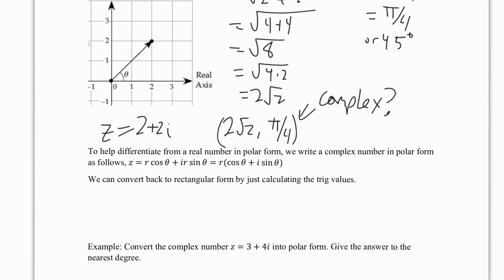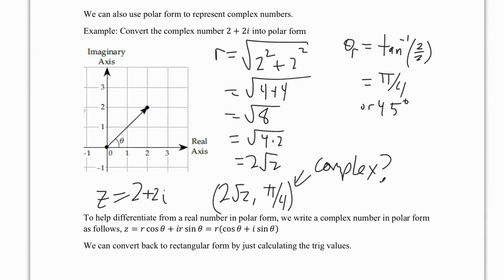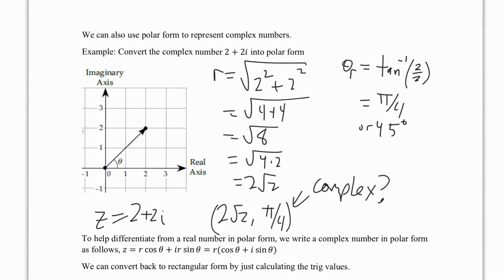And so to help differentiate from a real number in polar form, we're going to always write a complex number in polar form as follows. Z will equal r cos theta plus i r sine theta, or r cos theta plus i sine theta. Now, what that means is we're writing it as if saying, okay, well, we have this complex number, which you can think of here as x plus yi, because it's gone over here an x amount, and it's gone up here a y amount in the i.